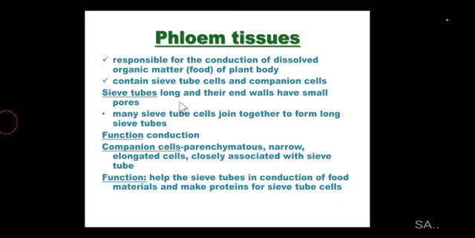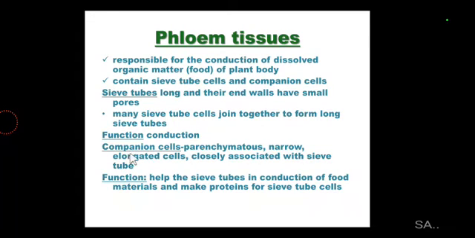Sieve tubes, like sieve tube cells, are long and their end walls have small pores. They have end walls, but their end walls are perforated. They are forming the sieve-like structure. They have the pores within them through which the food is conducted. Many sieve tube cells join together to form long sieve tubes so that it makes the function of phloem tissues easy, that is the conduction of food material, as we have discussed here.